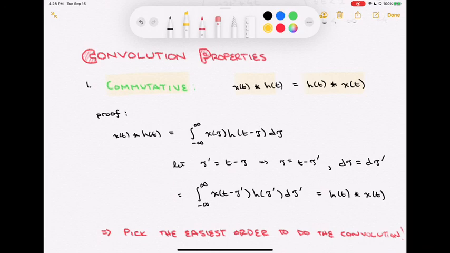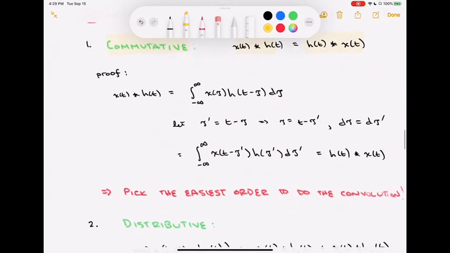Most of these properties are just boring to prove, so I'm not going to spend a huge amount of time with proving, but I will show in this case, and if during recitation you want to see any other proof, just let me know and I'll be happy to prove it. But let's go ahead and prove this one just to show that the proofs don't have to be too bad. As a proof here, I'm going to just start out with the left side of what we said the commutative property is, X convolved with H.